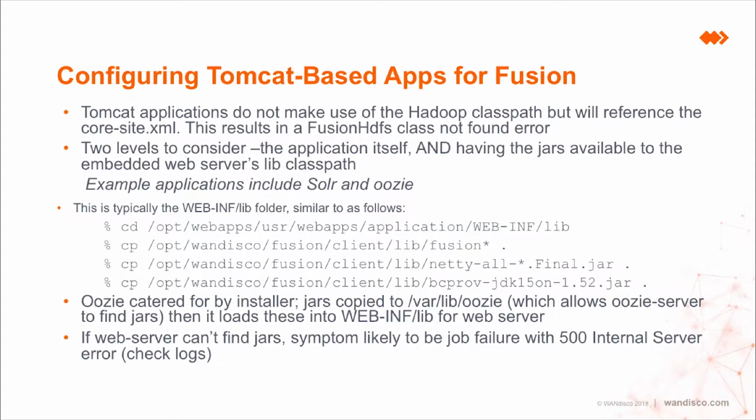This is a typical WEB-INF/lib folder, similar to the ones that follow here on the screen. You change directory to the /opt/webapps/usr/apps/application/WEB-INF/lib, copy the WANdisco Fusion lib directory, netty jars, and other jars into that directory. Oozie is catered to by the installer. The jars are copied to /var/lib/oozie. If the web server can't find the jars, the symptom is likely to be job failure with a 500 internal server error. Check the logs, and that's the easiest way to find it.